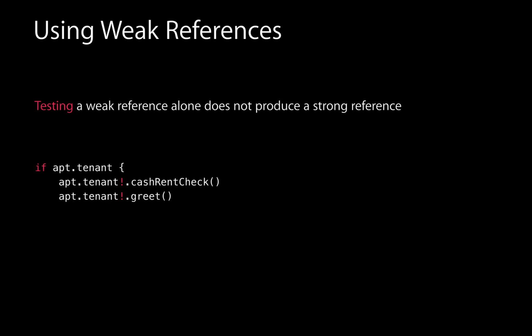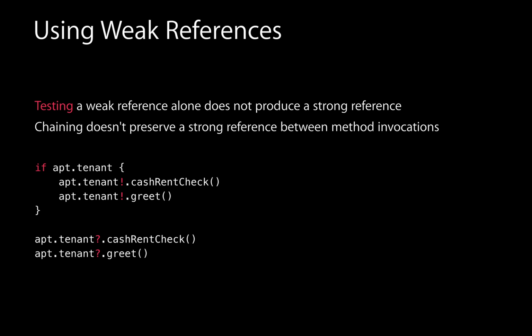Some things to be aware of are that the test and unwrap pattern does not work very well with weak. You could go to cash your tenant's rent check, find out that it bounced, and evict them before you have a chance to even greet them, and end up with a runtime error you didn't expect. Chaining also doesn't preserve a strong reference if you use it to try to apply multiple methods to the same object. Here, cash rent check could again cause the tenant to get released, and then we'd end up greeting a nil object, and then, in fact, not calling greet at all.